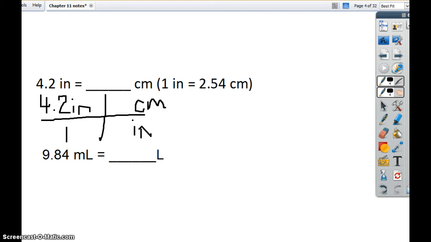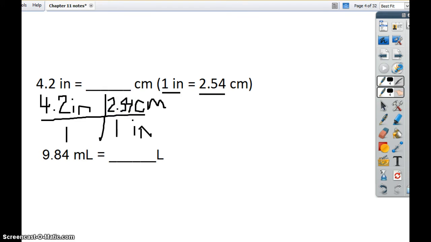Then we're going to use the conversion fact to fill in the numbers. So in front of inches in the conversion fact, we have 1. So 1 goes in front of the inch. In front of the centimeters in the conversion fact, we have 2.54. So 2.54 is going to go up top.